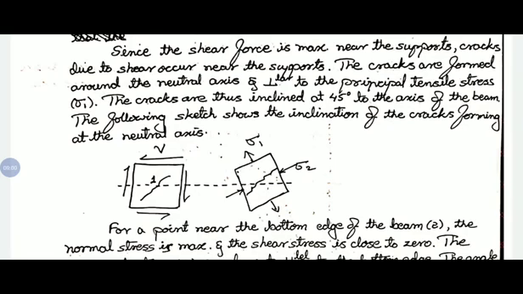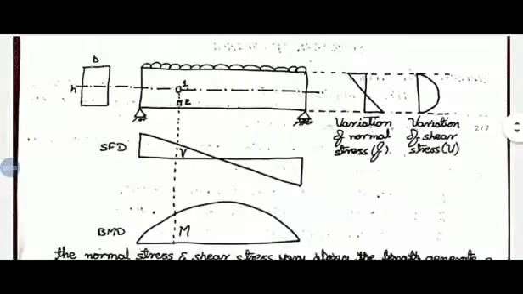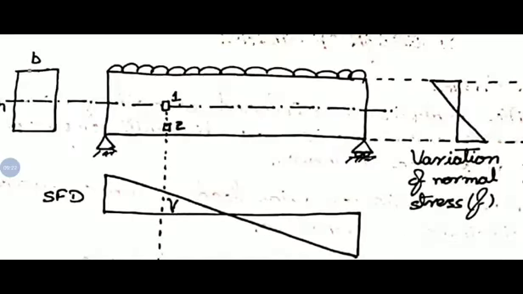So in the figure you can observe sigma 1 is inclined at 45 degrees to the axis. In the reverse way, the crack is also inclined at 45 degrees to the axis of the beam. Now for a point near the bottom edge of the beam, in this figure you can observe we have considered one more point, number 2, that is another element.